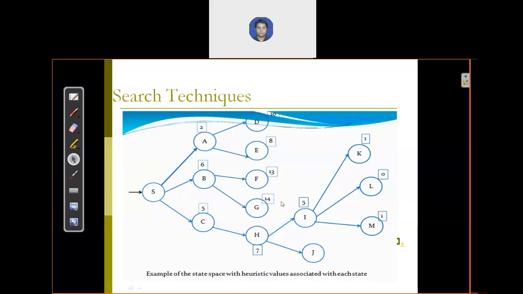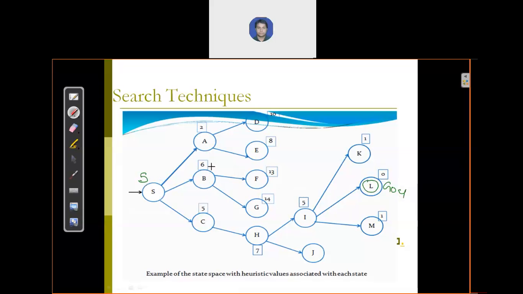Okay, are you getting my point? Suppose in this tree, this is your initial state S, from where you are starting exploring. Just consider L is the goal state. So how can we reach from S to the goal?